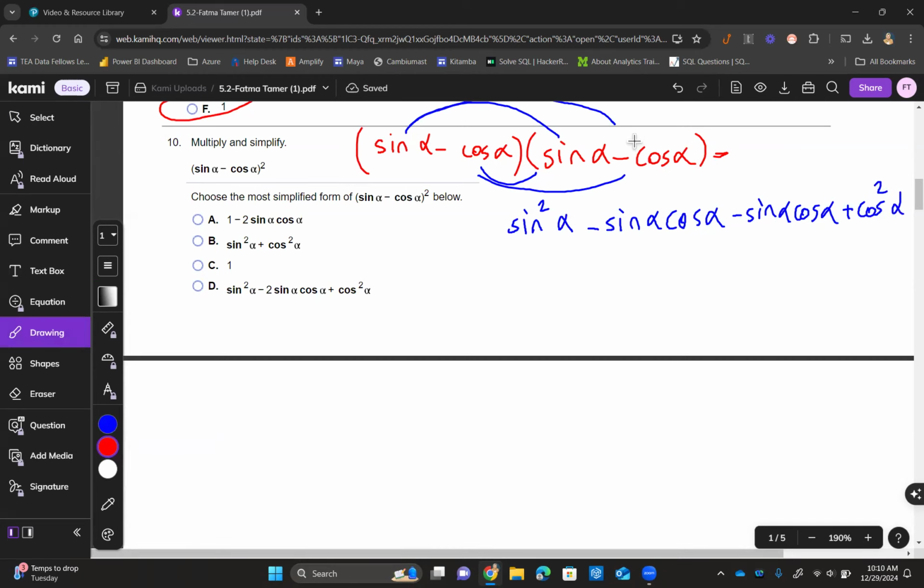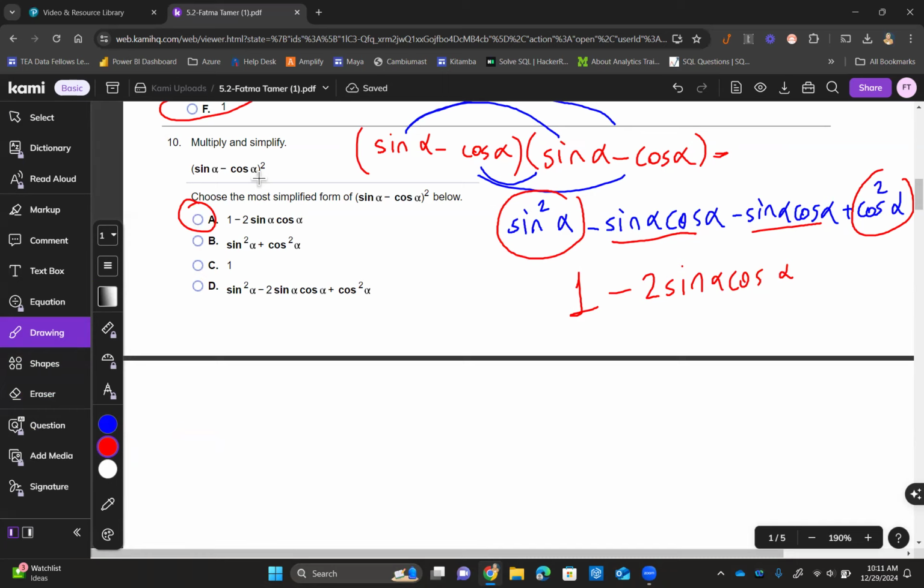After we expand this expression, I know that sine squared alpha and cosine squared alpha together will just return me a 1 because of the Pythagorean identity. And then here, these are the same things and they're both negative. So when I combine them, that's a total of negative 2 sine alpha cos alpha. And that's what I get for number 10 as an answer.